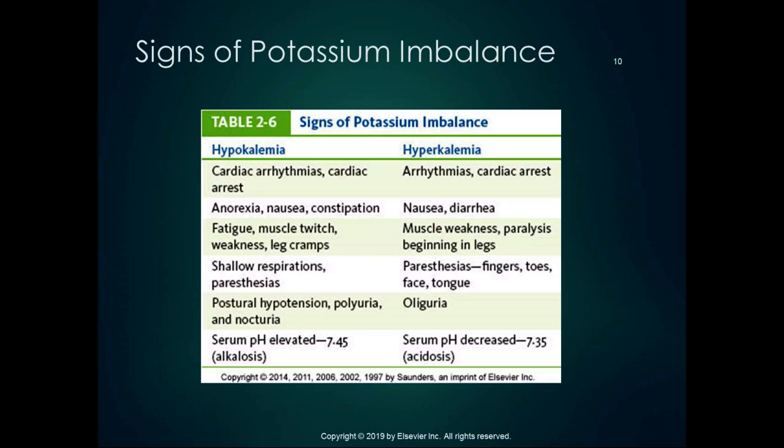The serum pH is elevated with hypokalemia, which puts you into alkalosis, metabolic alkalosis. With hyperkalemia, you're in metabolic acidosis, and we'll talk about those in the acid-base section. So potassium has a huge influence on a lot of the body systems, most specifically the heart. That's why it has really big implications for therapy, and muscle weakness and fatigue and muscle twitch. So people with potassium imbalance are often not appropriate for exercise.